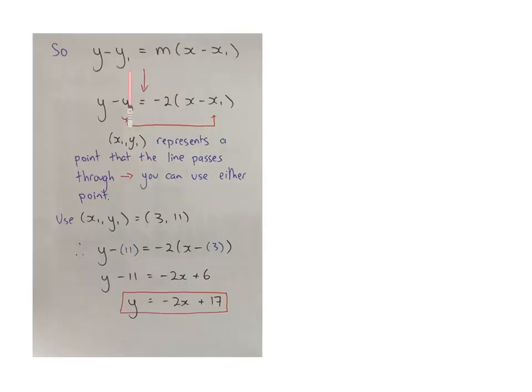So our gradient point formula becomes y take y1 equals -2, the gradient we solved for, times in brackets x take x1. Remember, the x1, y1 represents a point that the line passes through. So we can use either. I'll choose (3, 11), the nicest looking point. So we're subbing in y1 is 11 and x1 is 3. And again, we just need to expand and collect and write the equation of the straight line in the form y equals mx plus c.